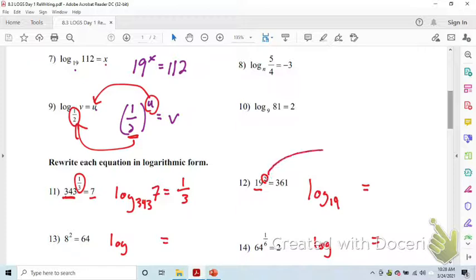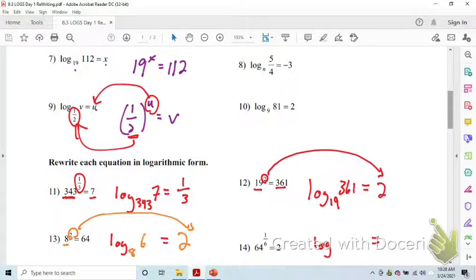2 goes over here. And 361 goes right there. All right. More examples. That is the base. 2 over here. 64 right in there. Then 64 is the base. Exponent flies over. And then I got 2 in there.